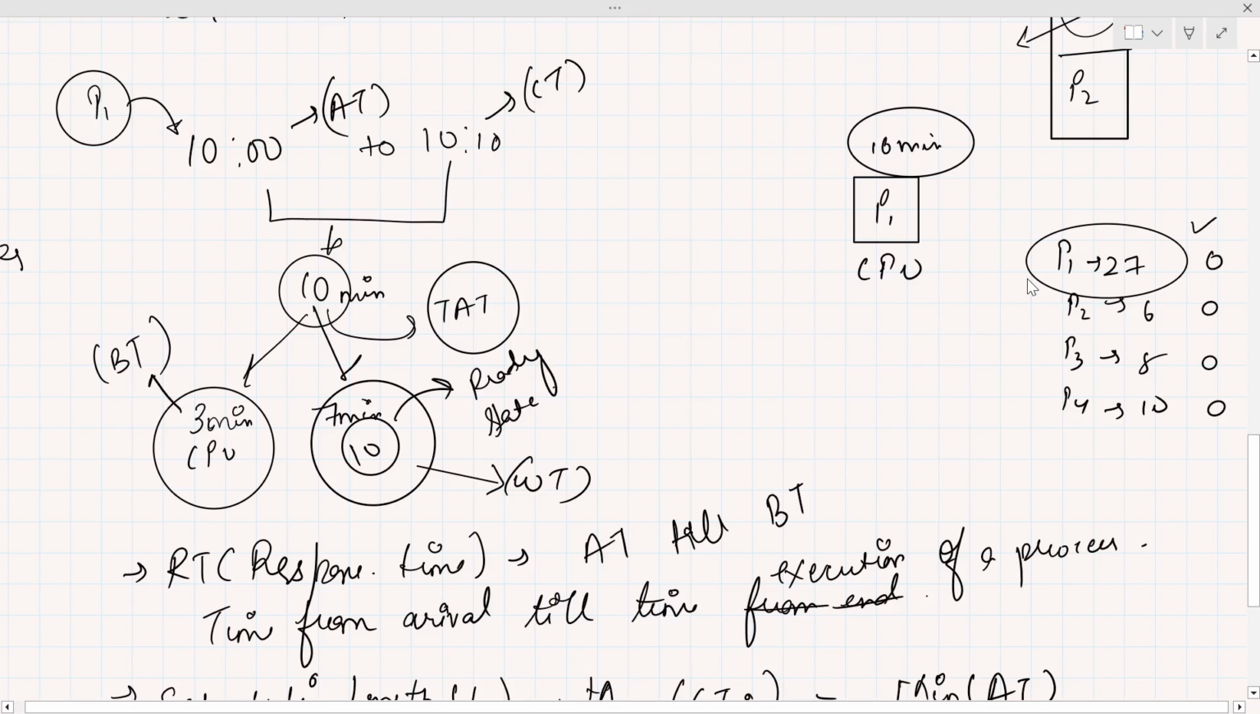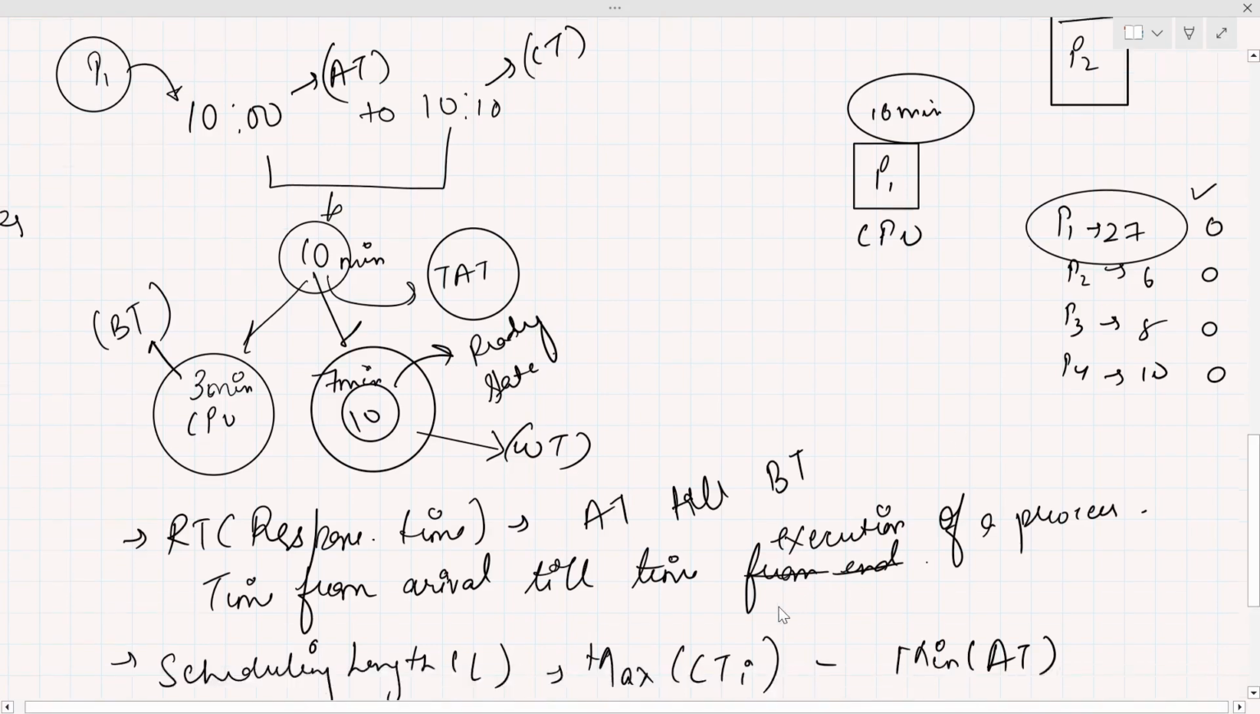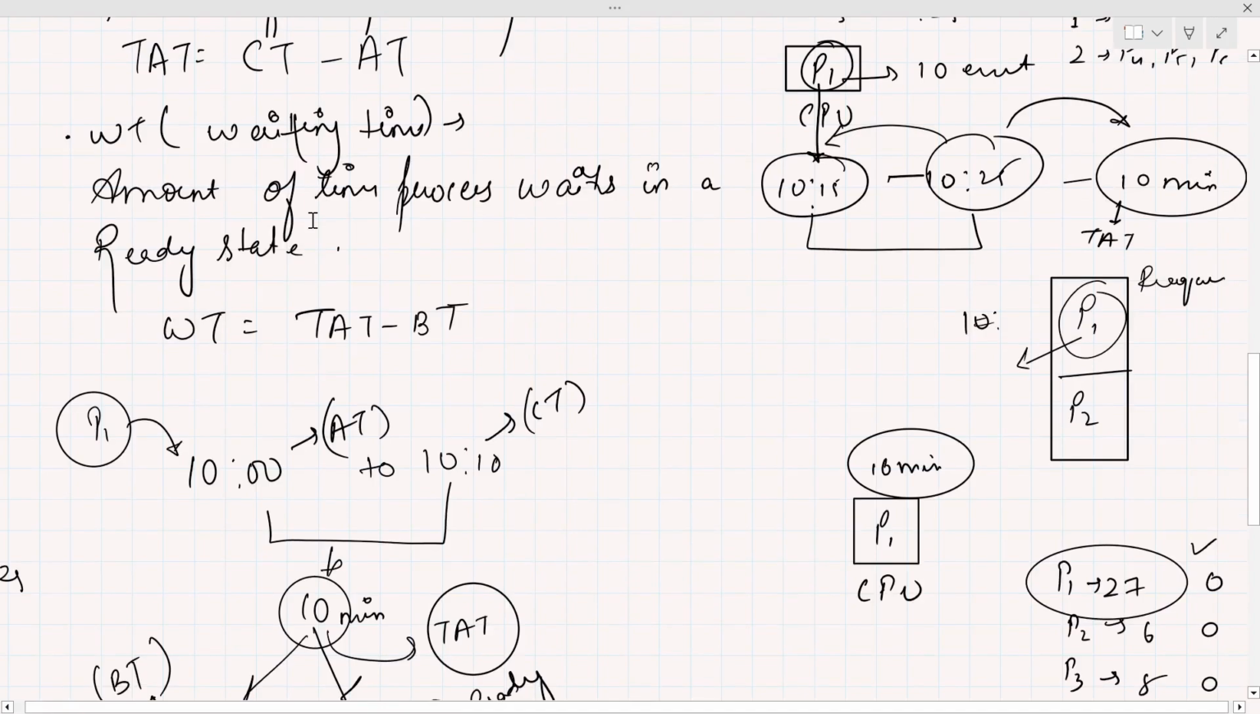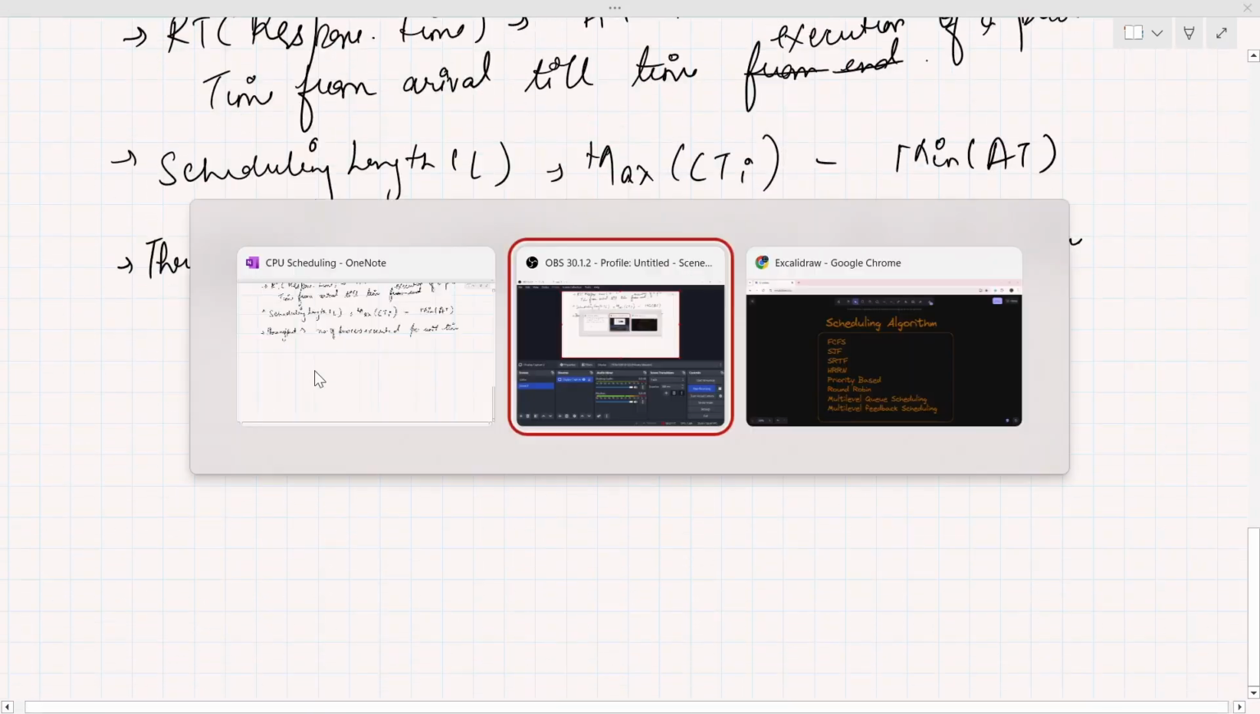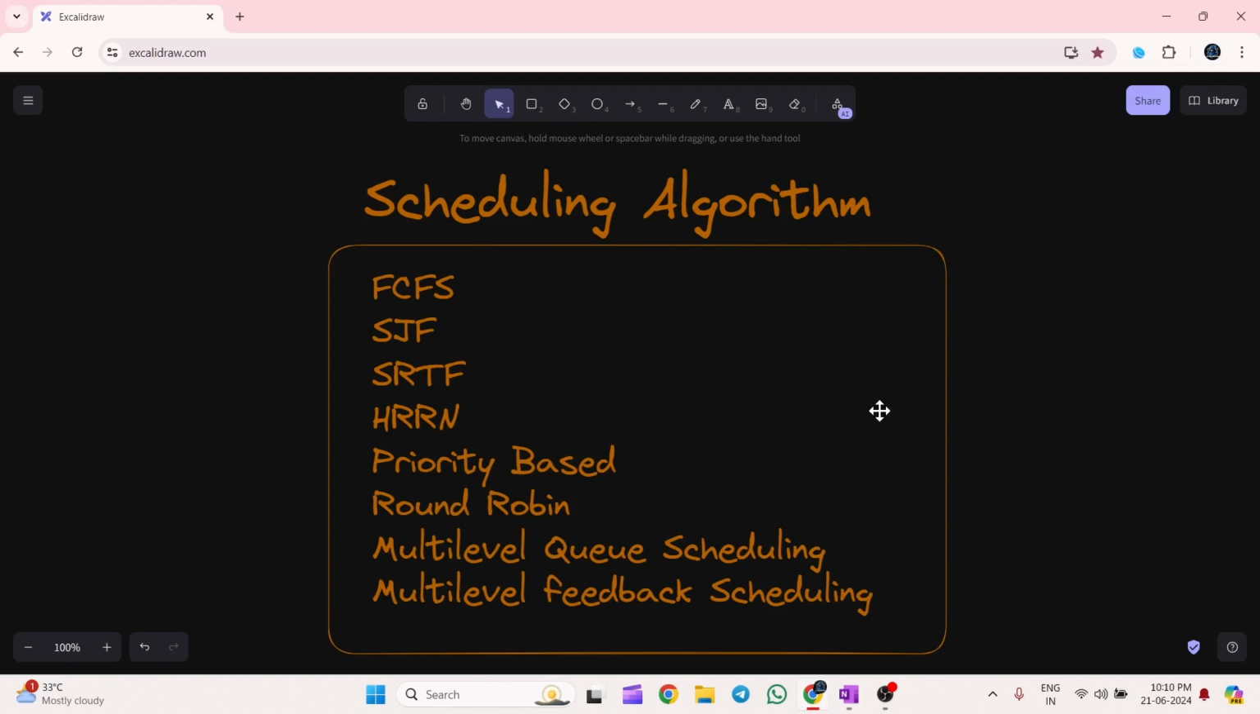For that we have many algorithms, which we are going to understand. For now we have understood all these timing terms. Now we are going to look at some very famous scheduling algorithms: FCFS, which is first come first serve, SJF, SRTF, HRRN, priority based, round robin, multi-level queue scheduling, and multi-level feedback queue scheduling. These are all the scheduling algorithms that we are going to study in our upcoming videos.